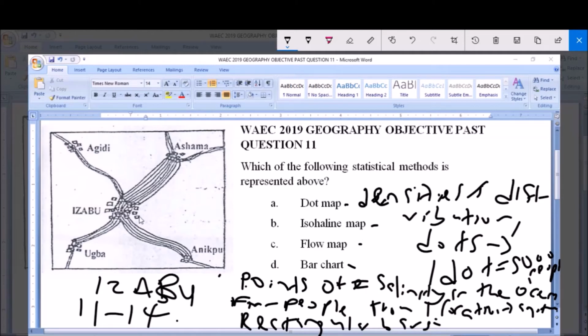So from the descriptions of each of the options we have looked at, we see that this diagram given to us has lines that indicate the movement of people or objects from one location to another. So you have these lines indicating movements from this location to this location. You have these lines here indicating movements of passengers between this location and this, likewise this, and likewise this. So the best description for this is C, flow map.